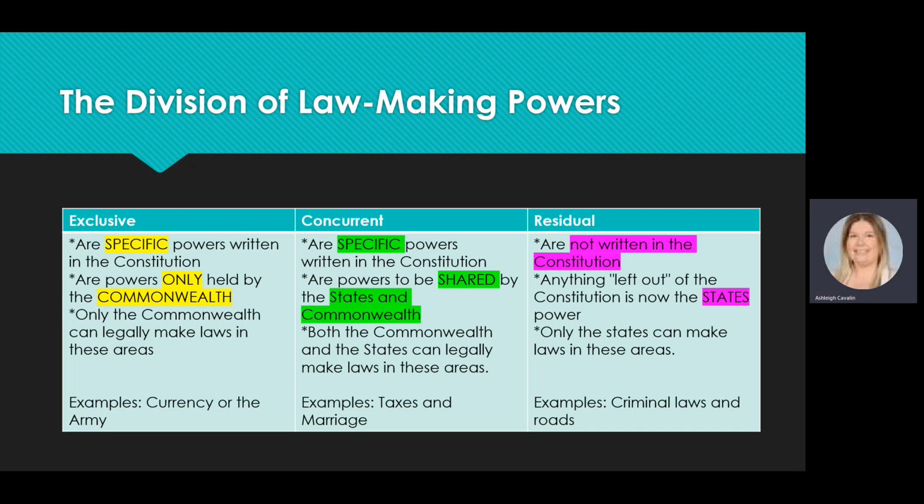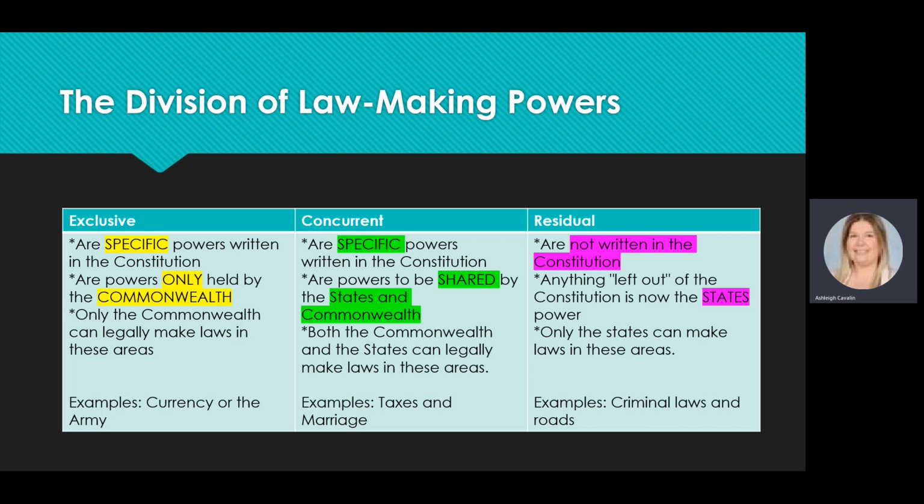Also written into the Constitution are the concurrent powers. These are specific powers that are written in the Constitution, where both the Commonwealth and the states can make laws in these areas. For example, taxes and marriage. This is where Section 109 will apply on the next slide.